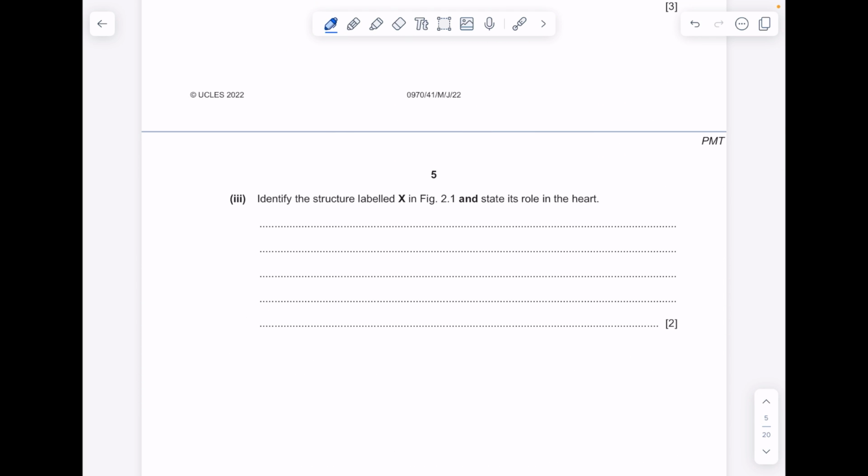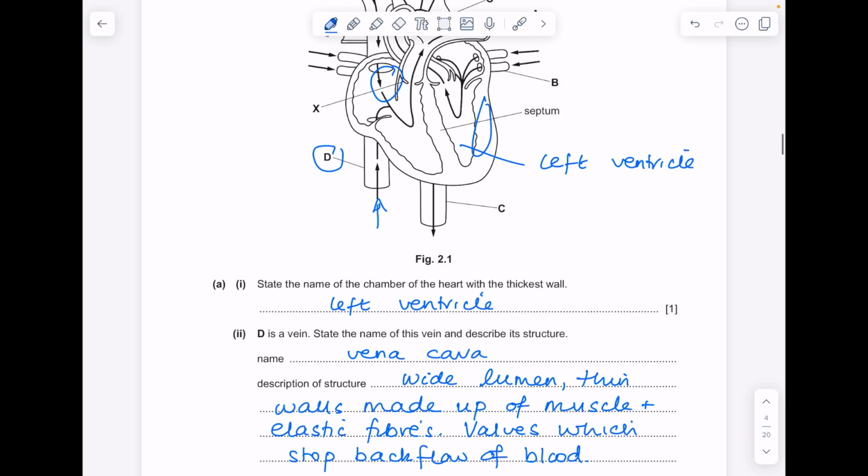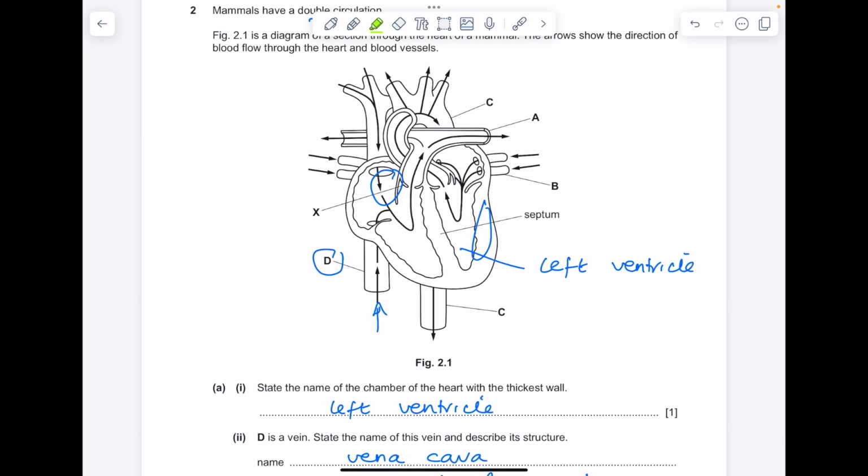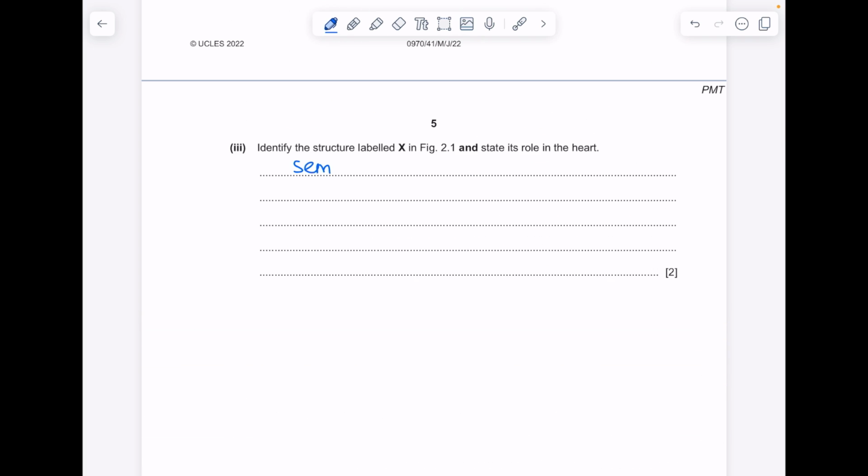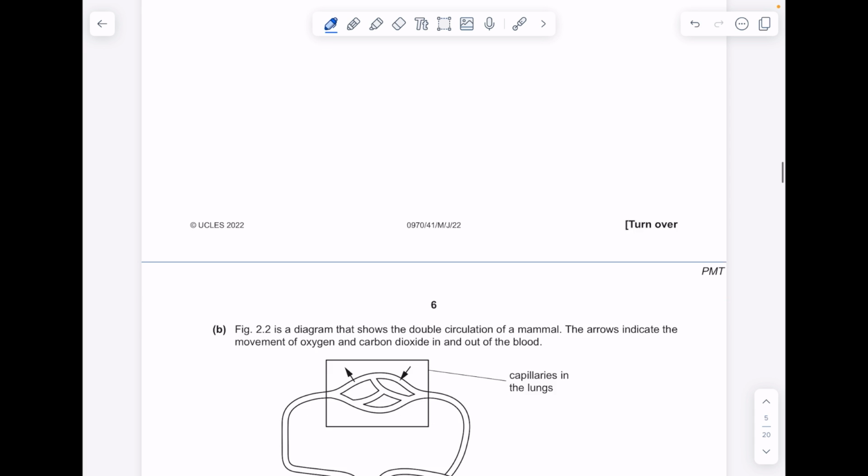Identify the structure labelled X and state its role in the heart. So look for X. These valves here, the valves are in the pulmonary artery. Remember, the aorta and the pulmonary artery contain semilunar valves. What is the purpose of that? To stop backflow of blood into the right ventricle. And effectively make sure that blood keeps flowing in one direction.